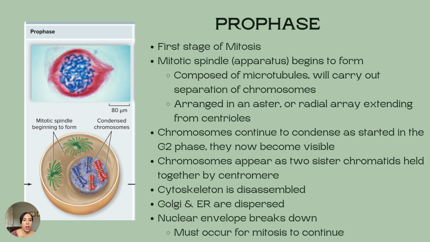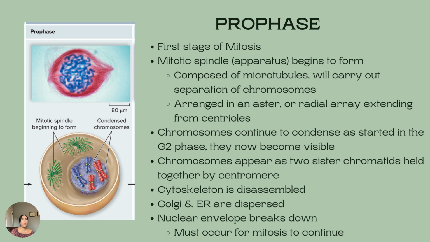Okay, so from G2 phase, we know that chromosomes began to condense, and they continue to do this in stage one of mitosis, and they're going to be more evident. You're going to be able to see it now. Chromosomes appear as sister chromatids that are held together by centromeres. That's what you see inside of the nucleus: your chromosomes, and those centromeres are what hold the chromatids together. Those are the little yellow specks there in the center of the chromosomes.